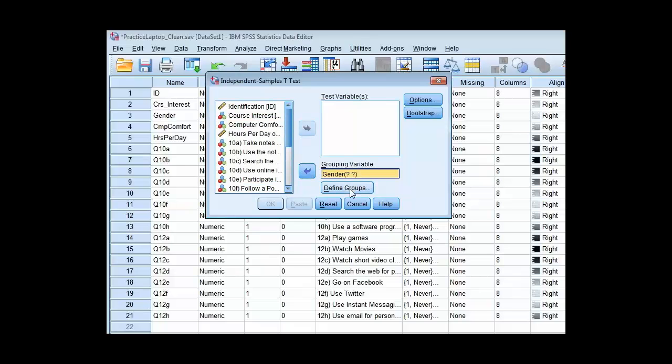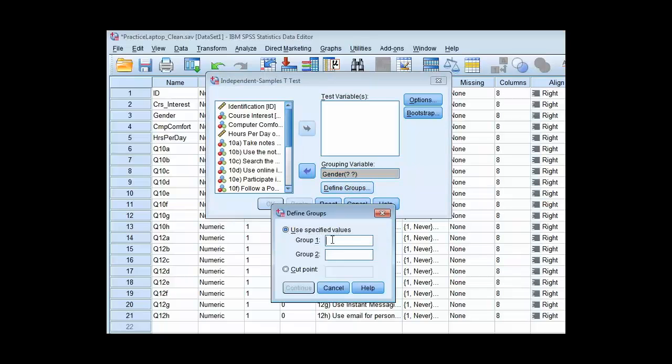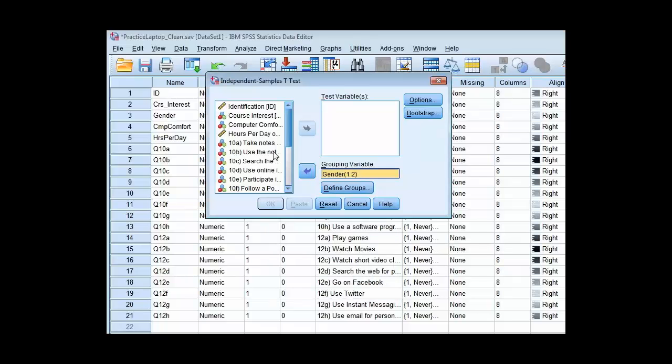So I'm going to go to define groups because it's saying question mark, question mark. It wants numbers. Well, what numbers does it want? It wants those numbers that I put in: 1 for male, 2 for female. I'm going to do that, and then I'm going to send course interest, computer comfort, and hours per day. And I'm going to click on OK.